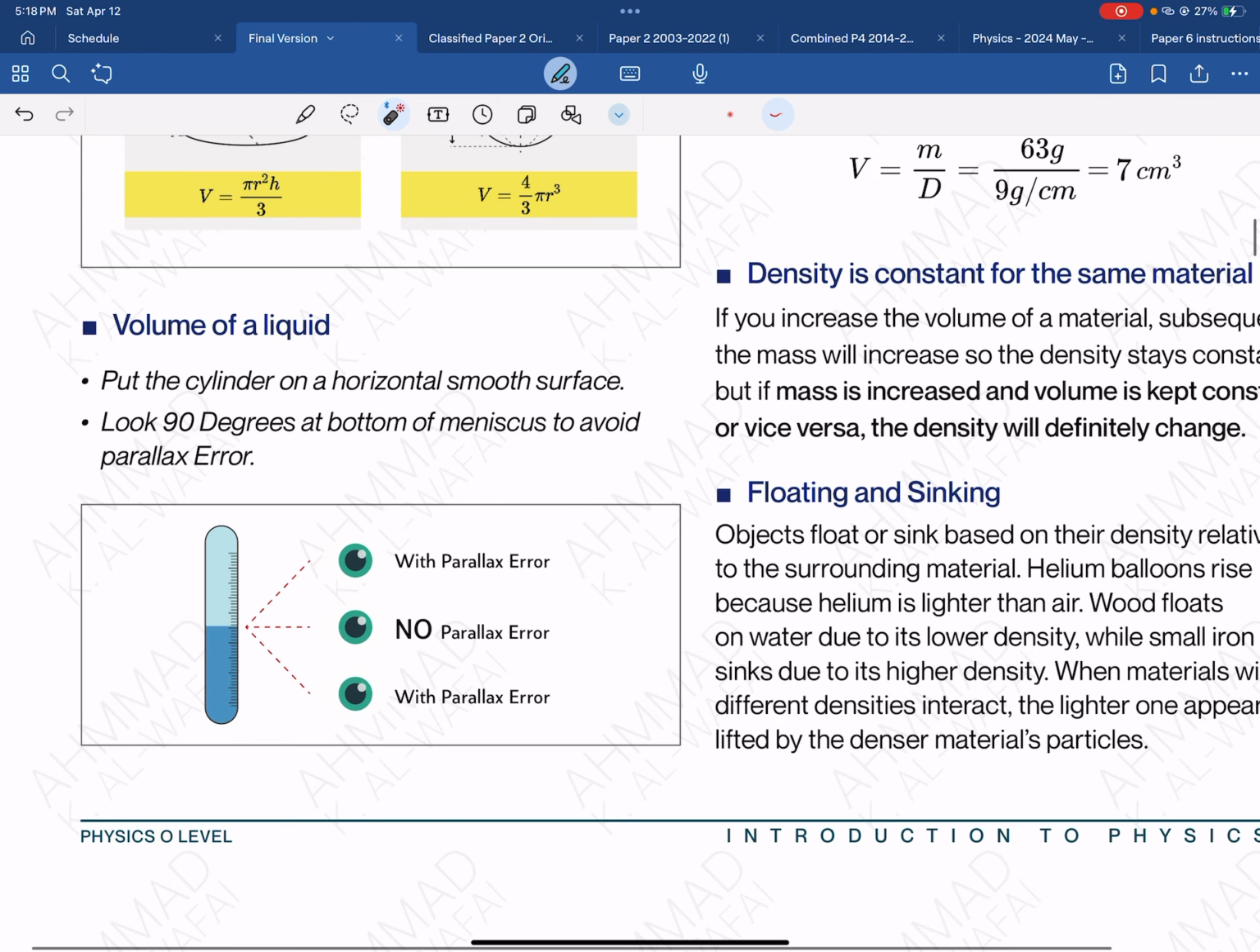If you want to talk about the volume of a liquid, you use a measuring cylinder. When you're measuring the volume using the measuring cylinder, there's a way to read it, as we agreed. You always look at 90 degrees to avoid what? To avoid the parallax error. That's the case with any measurements that you're doing using a ruler, a measuring cylinder, or any tool. You always want to look at 90 degrees to avoid parallax error.